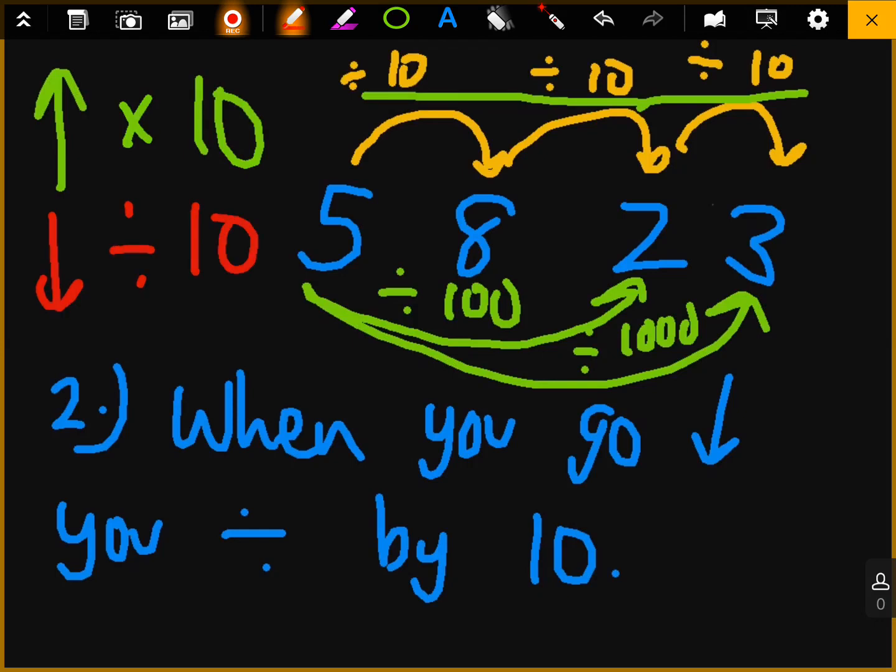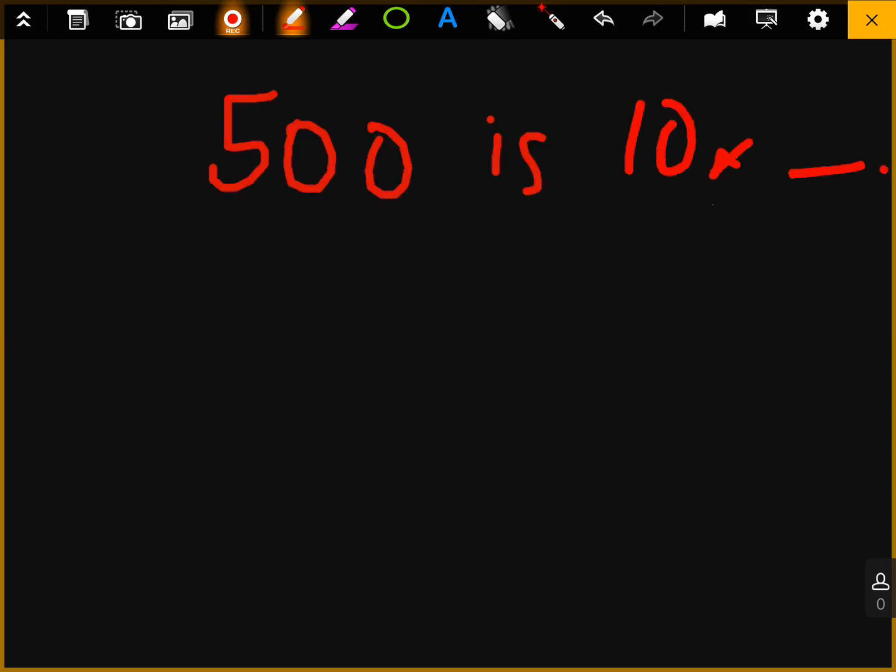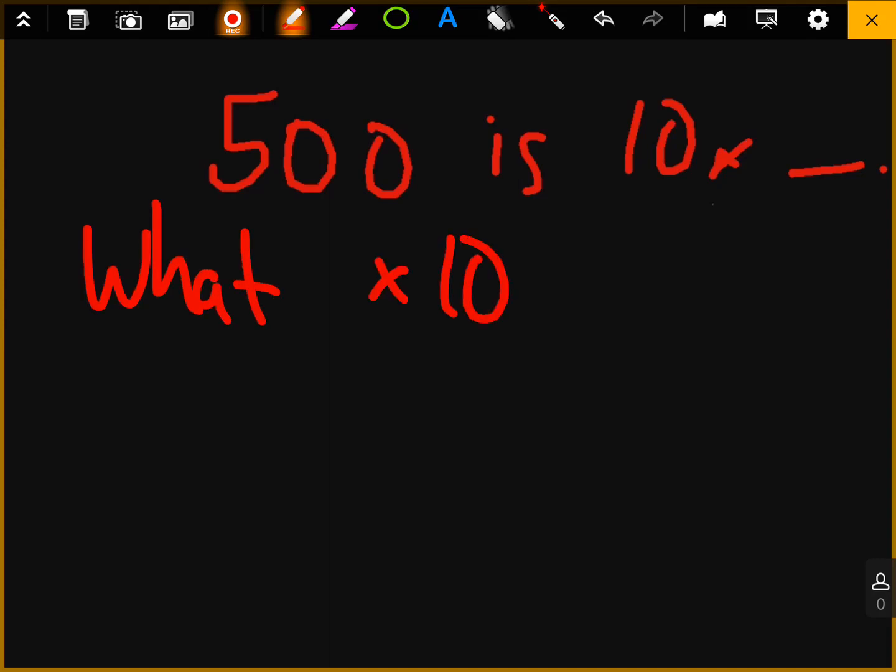Okay? And that's basically what I just wrote right here in this box. That's basically your notes or your rules, just super duper summarized. All right, so I'm going to give you 2 or 3 examples, and then we're going to be done. So let's say they give you something like 500 is 10 times blank, 10 times a number. Well, what they're really asking you is, when you multiply by 10, I'm putting the x for multiply, what times 10 equals 500?